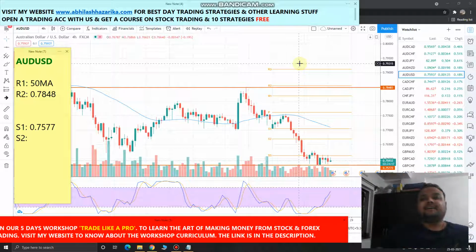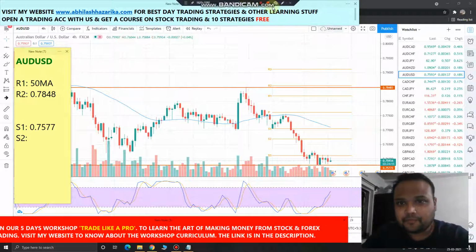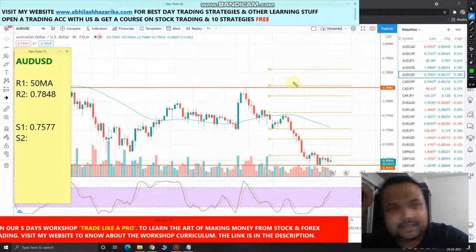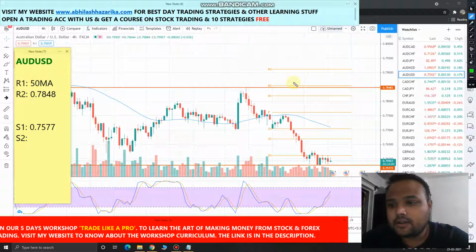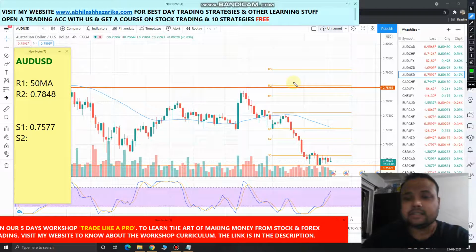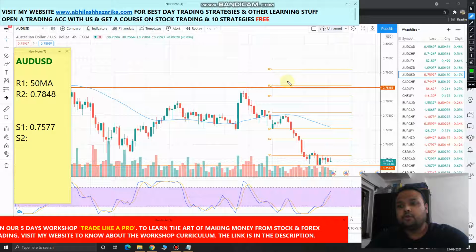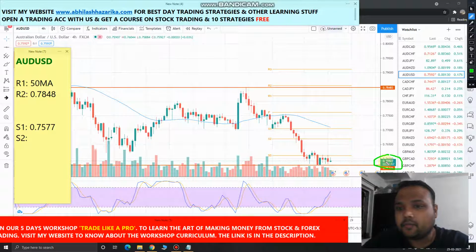Okay, so let's jump to the chart. Let me take out the pencil. Okay. So we can see that this is the chart of Australian dollar, US dollar, and the chart is very much similar to the chart of Euro USD. Okay. So right now market is trading here, 0.7592. This is the CMP, current market price.